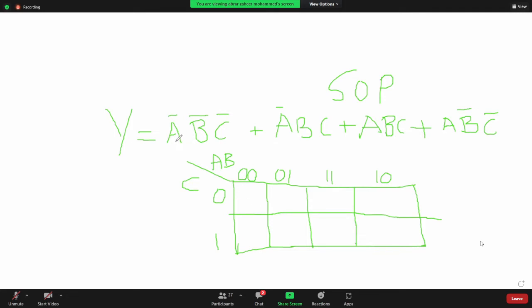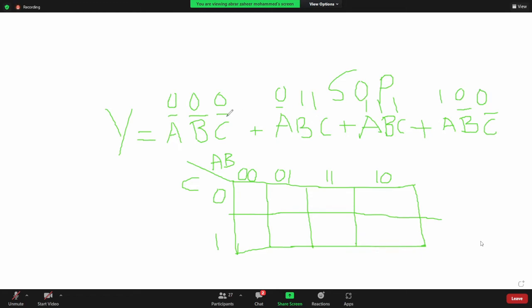So now for this A bar, B, C bar, the binary value will be what? 0, 0, 0. For A bar, B, C, this will be 0, 1, 1. For A, B, C, it will be 1, 1, 1. And for A, B bar, C bar, it will be 1, 0, 0. So these will be the different values.